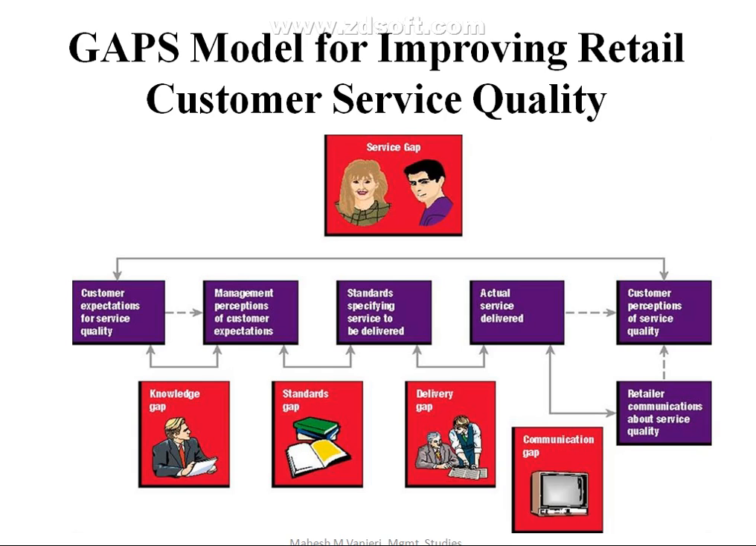So, the gaps model for improving retail customer service quality. How can a retailer improve service quality? Because the objective of improving service quality is to increase the number of satisfied customers and increase the repeat visits made by these customers. So this gaps model helps analyze and understand the 4 service gaps, and it also recommends certain generic strategies to improve retail customer service quality.